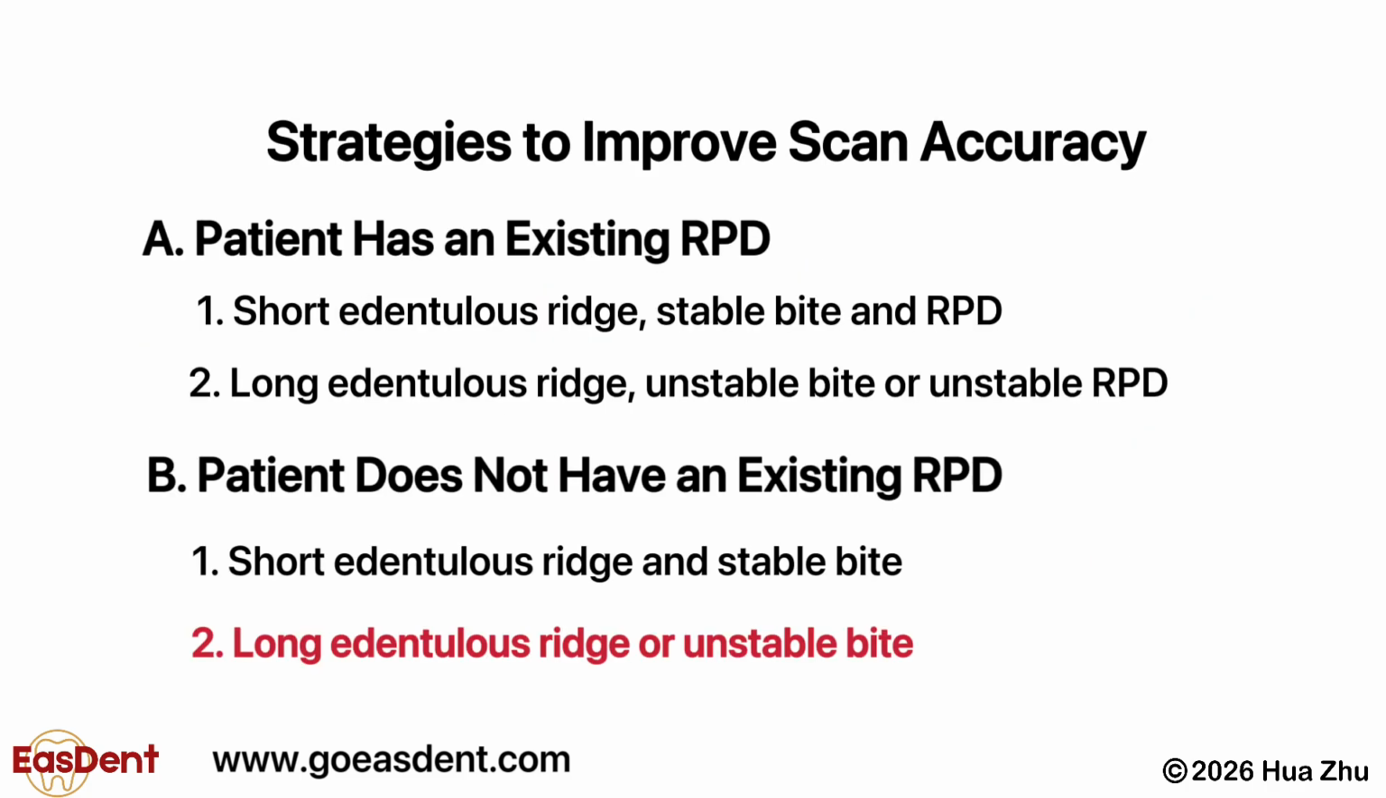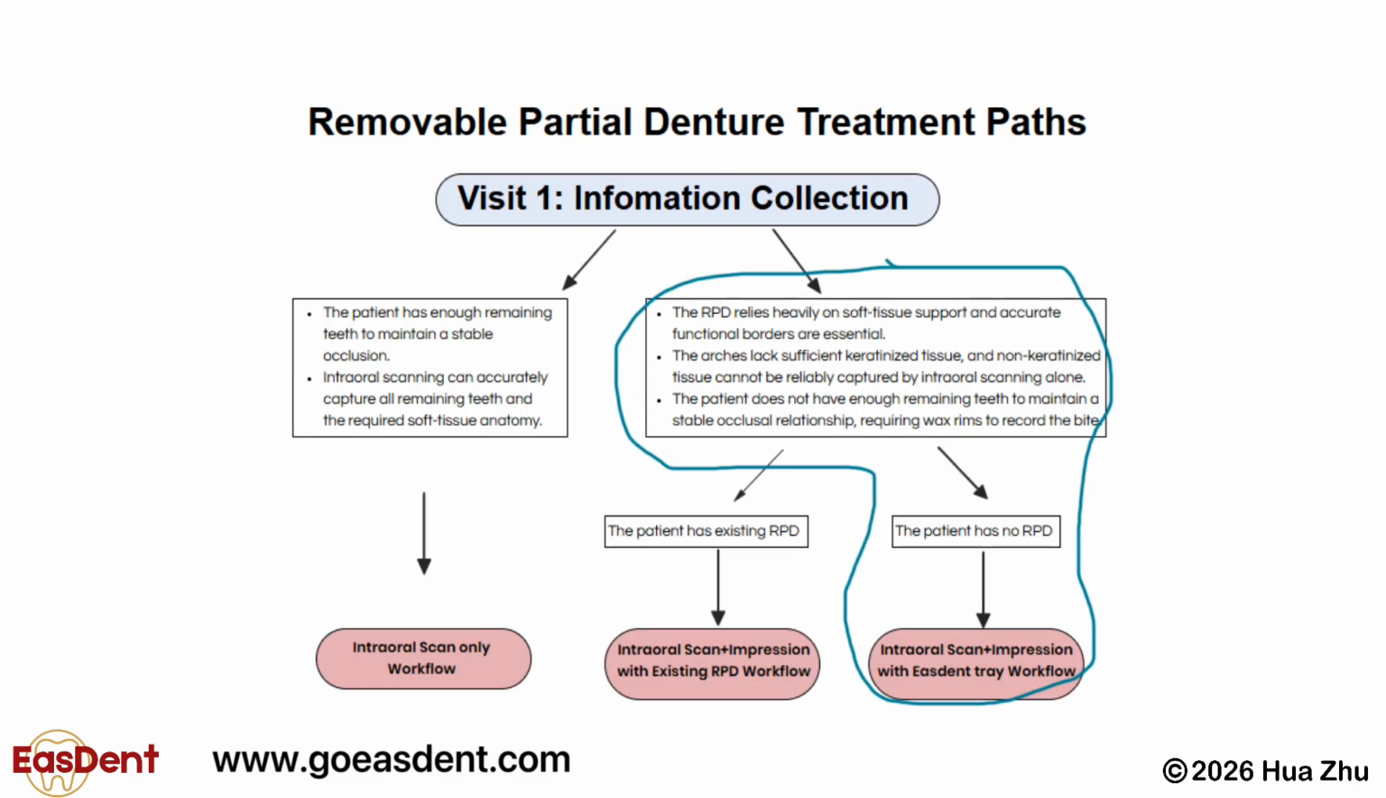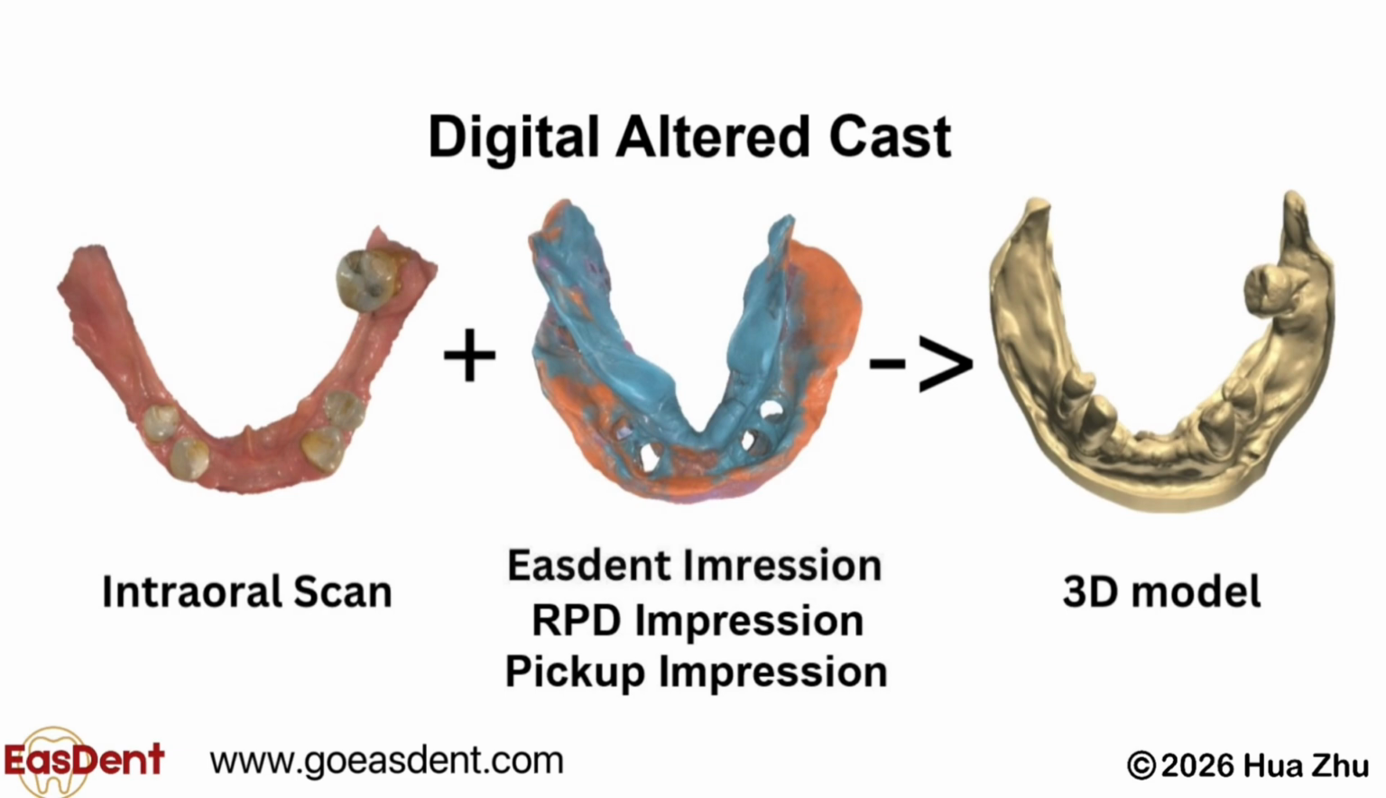When the patient has no RPD and long edentulous ridges, use Easdent tray to get impression to help increase the accuracy. You can follow the intraoral scan plus impression with Easdent tray workflow. When accurate digital models are obtained, digitally fabricated partial dentures should require minimal to no chairside adjustment.